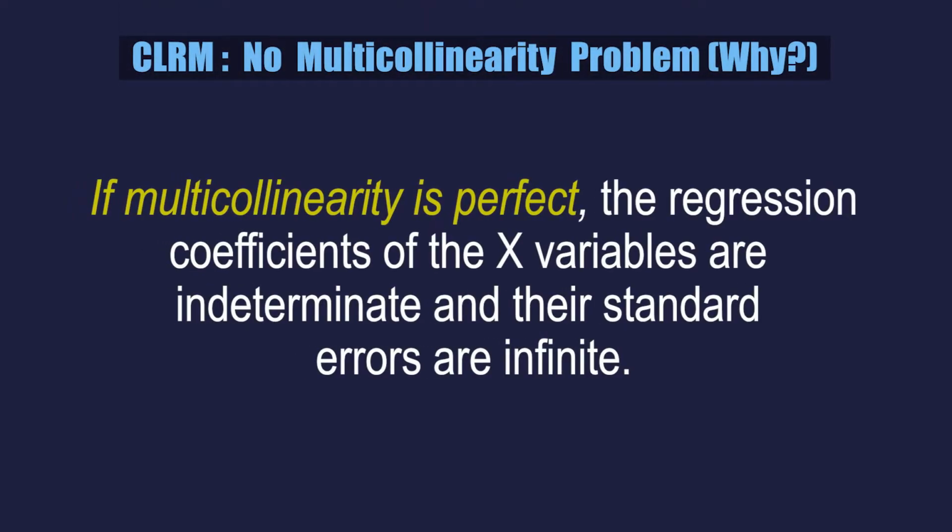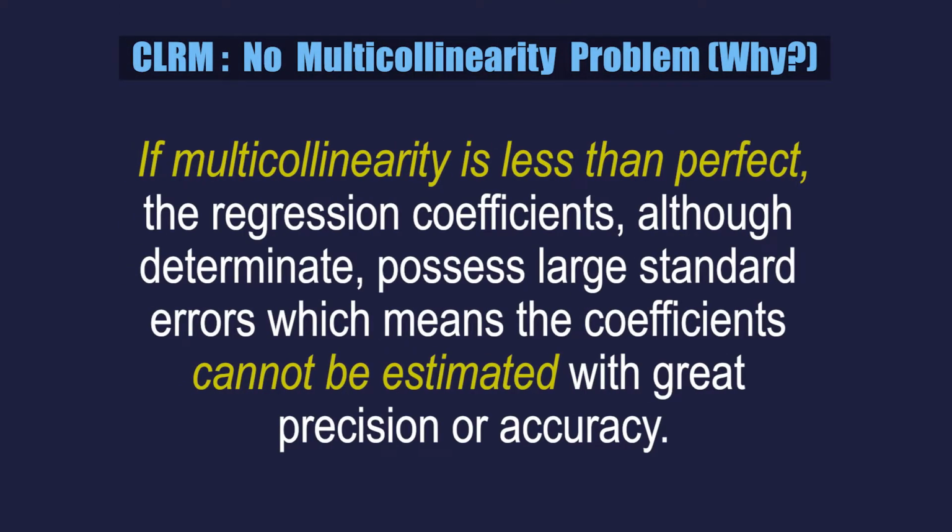If it is perfect, then we have already observed that the regression coefficients are indeterminate. That means we cannot say that the regression coefficients are determined, and the standard errors are infinite. So this basically questions the accuracy of the estimates. Secondly, if it is less than perfect, then also the standard errors will be large, but the estimates will be determined and can be computed. But the standard errors will be large, and so the coefficients cannot be estimated with accuracy. So it's a problem of accuracy, a problem of prediction, if the moderate multicollinearity problem exists.